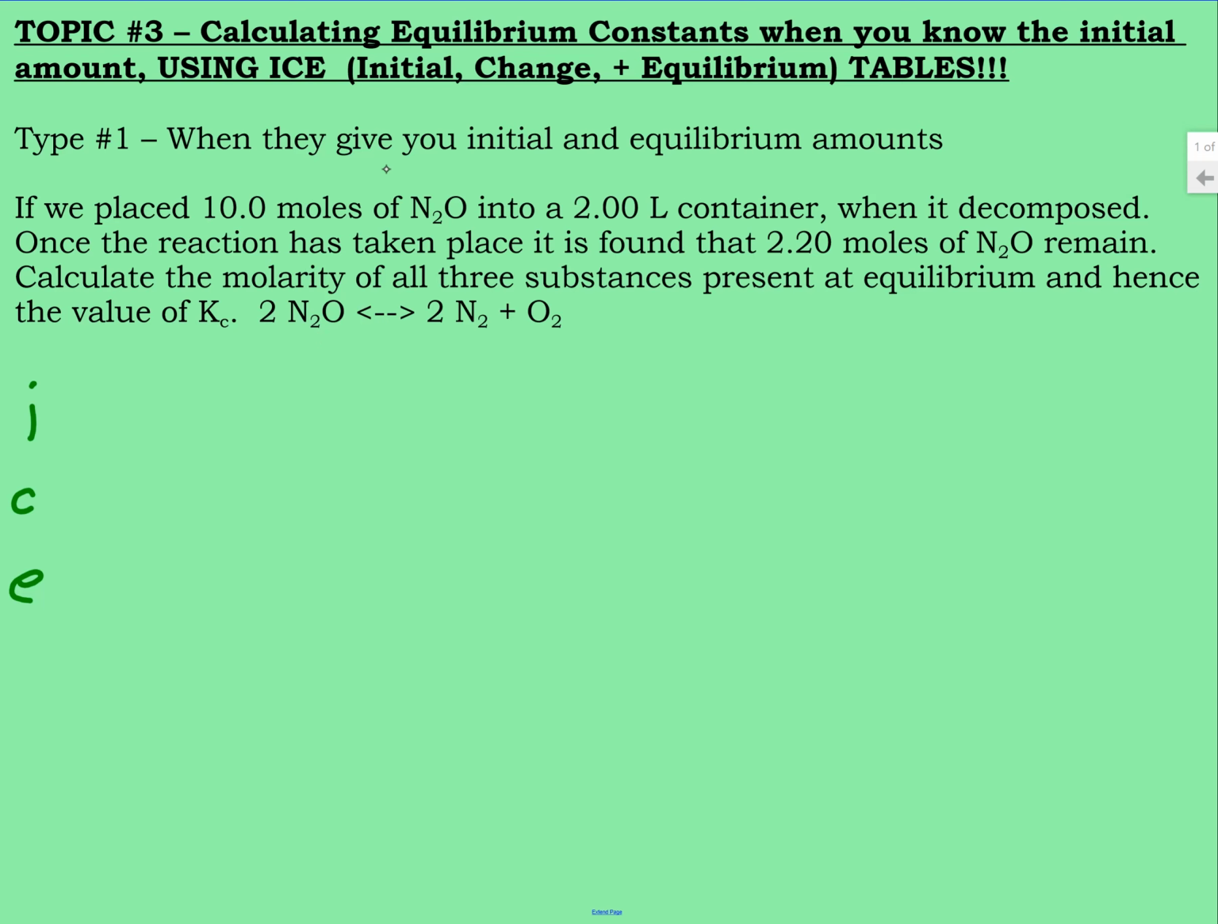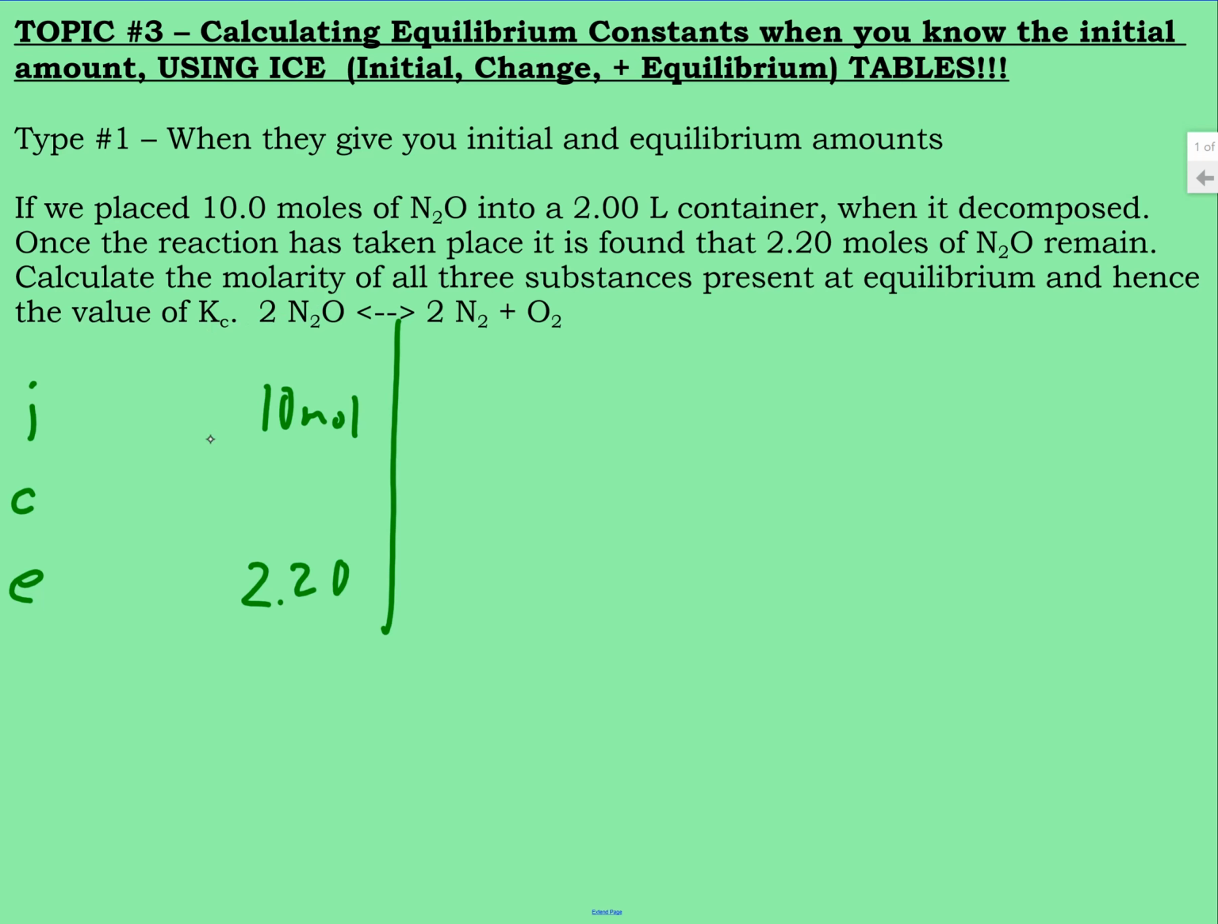Sometimes you'll deal with moles, sometimes you'll deal with concentration, depending on what they give you. I might do moles because it tends to work better. So place 10 moles of N2O2 into a 2-liter container. When it decomposes, once the reaction has taken place, it is found to have 2.2 moles of N2O remaining at equilibrium. Calculate the molarity of all 3 substances present at equilibrium and hence the value of Kc.